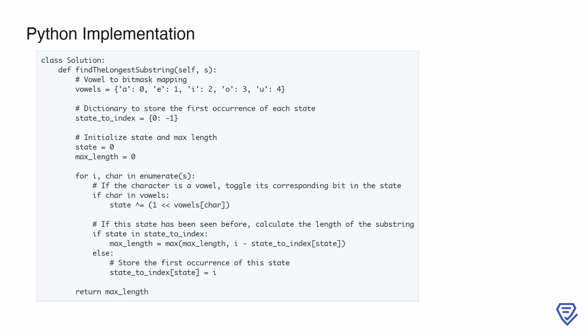This approach ensures that the algorithm runs in O(n) time, where n is the length of the string. The space complexity is O(1) for the state variable and O(2^5) equals O(32) for the hash map, which is effectively constant. This efficiency makes the solution suitable for large input sizes.